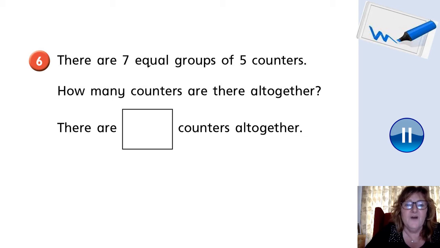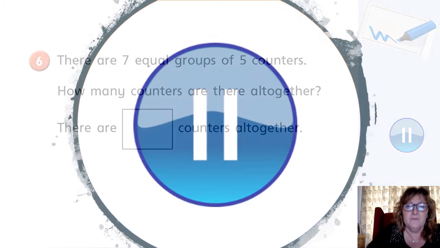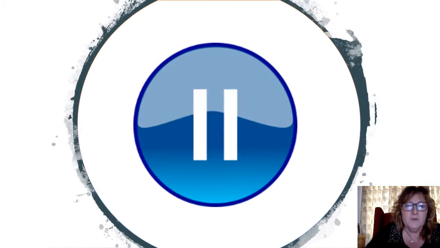And this is your final question. There are 7 equal groups of 5 counters. How many counters are there altogether? Use your counters to help you. Remember to pause the video. Don't go any further until you've done all 6 questions. Okay?